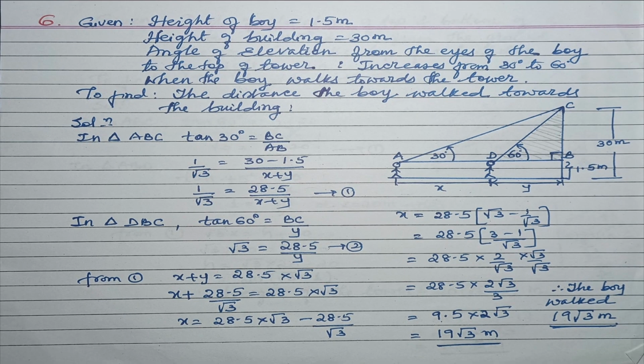Now coming to the next example, we are given that there is a boy whose height is 1.5 meters, and he stands at a certain distance from the building. That is, there is a building here and he stands at a certain distance, let us say point A here, and from point A he observes the top of the building, and it makes an angle of elevation of 30 degrees, and when he moves from A to D, the new position, he makes an angle of elevation of 60 degrees with the top of the tower.